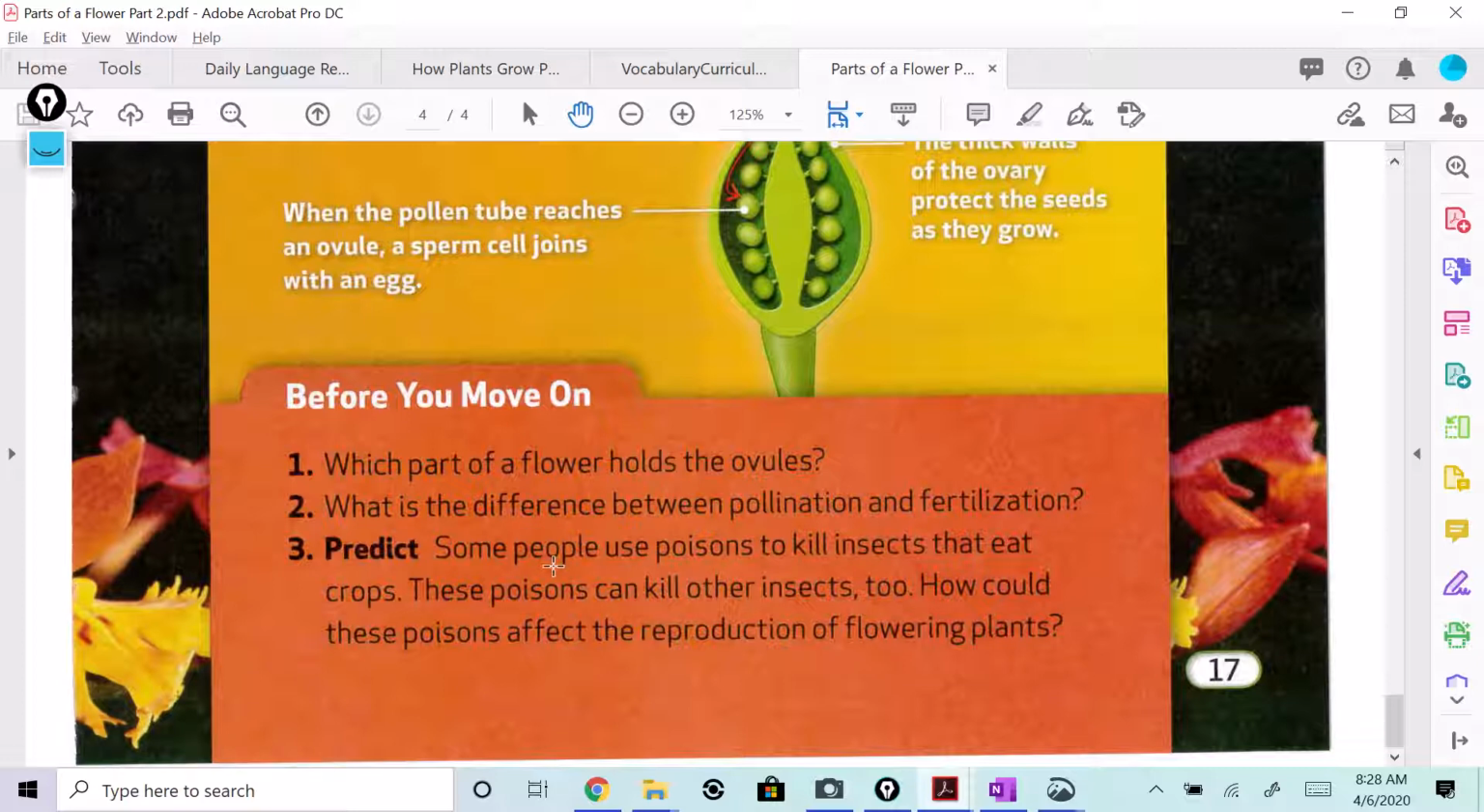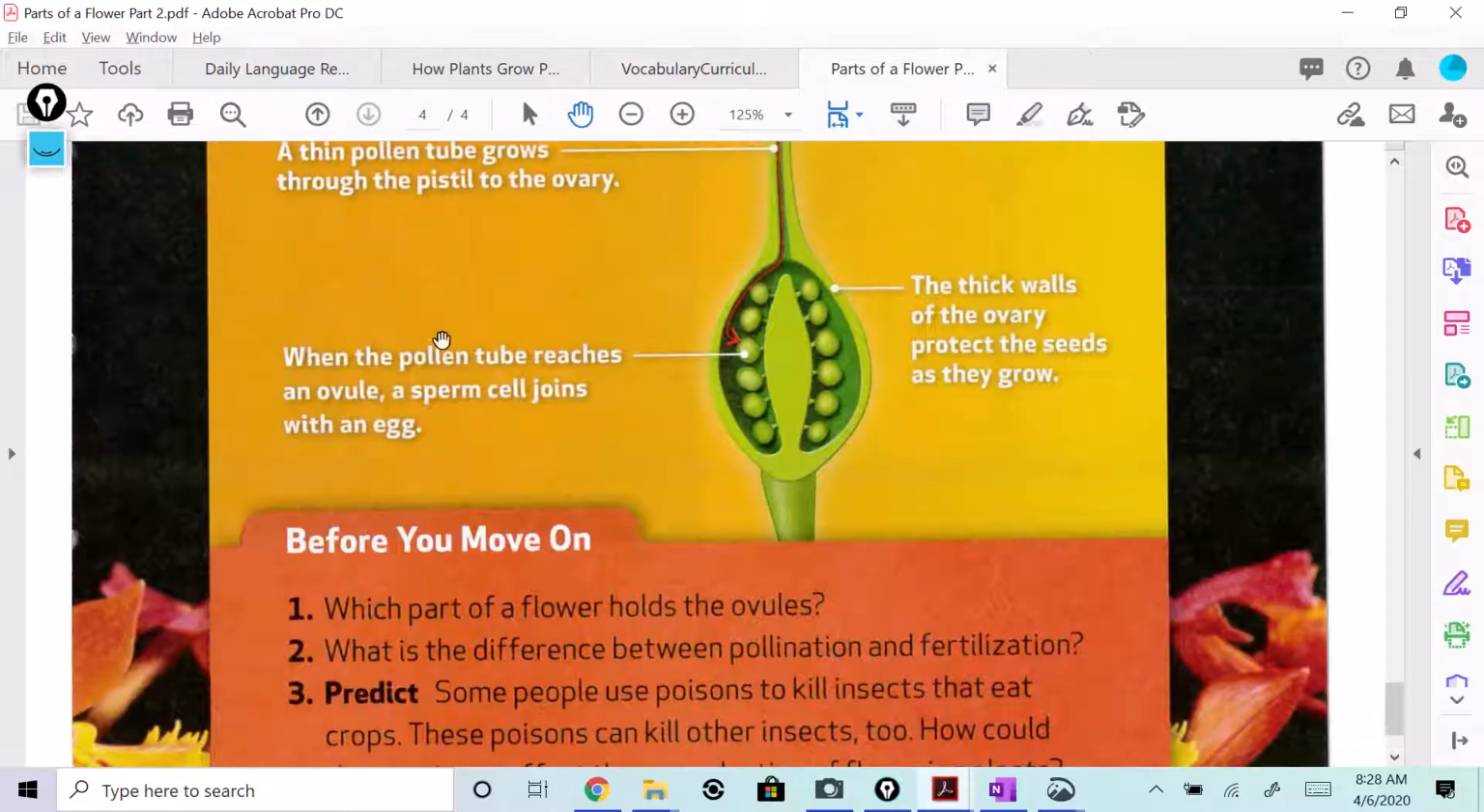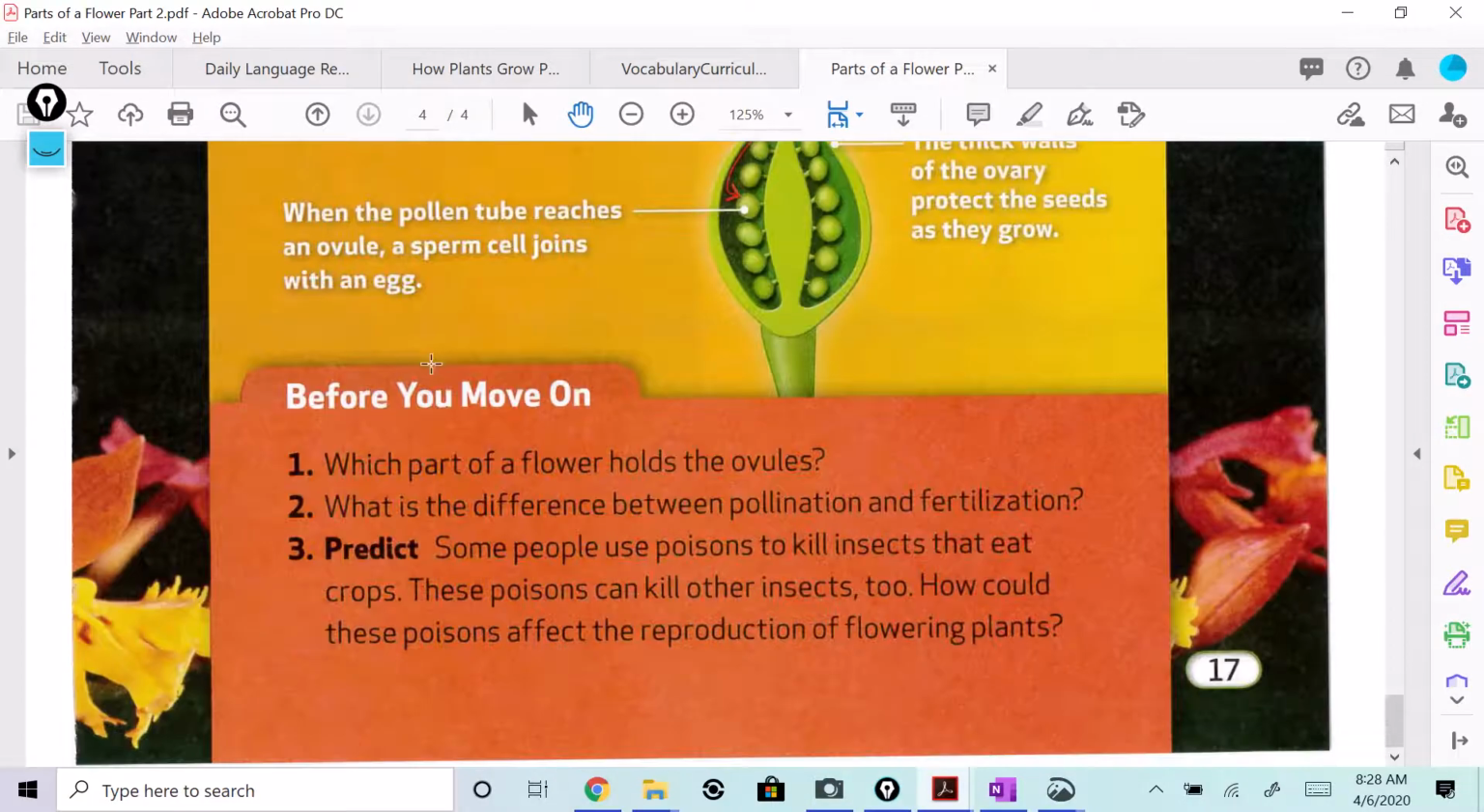Here you have these questions before you move on. Which part of the flower holds the ovules? What is the difference between pollination and fertilization? We just went through that. Fertilization is the joining of egg and sperm. Pollination is the transfer of pollen from a stamen to another pistil. And then look at this, predict. Some people use poisons to kill insects that eat crops. That's important, we still need to do that. But these poisons can kill other insects too. Hint, hint, like bees. How could these poisons affect the reproduction of flowering plants? So you're going to predict what could possibly happen.